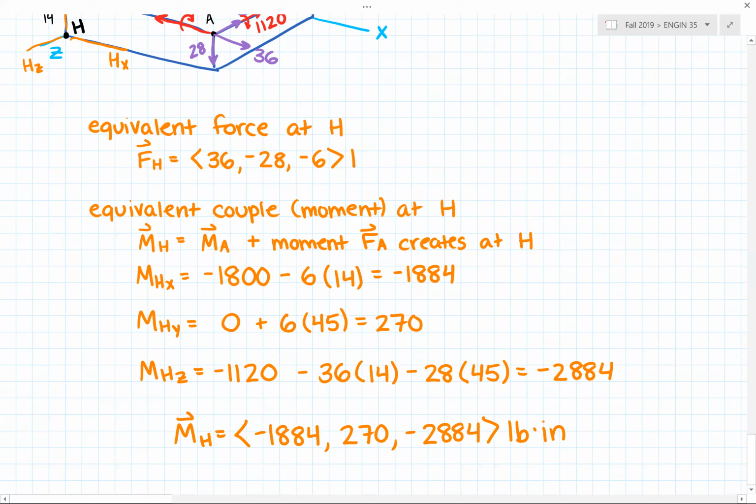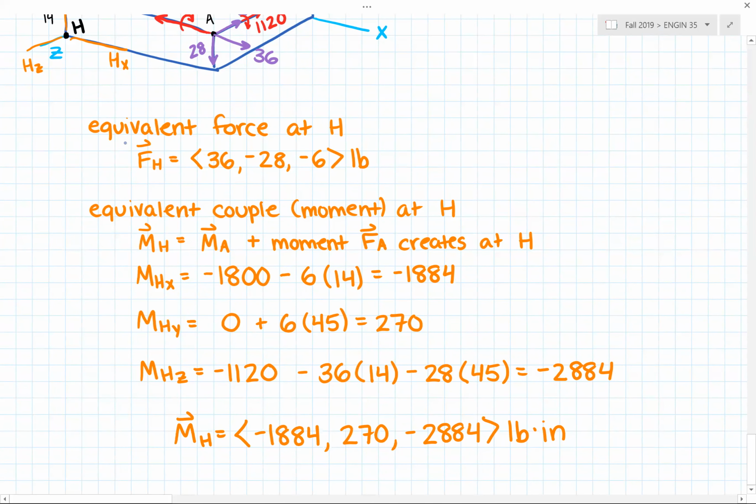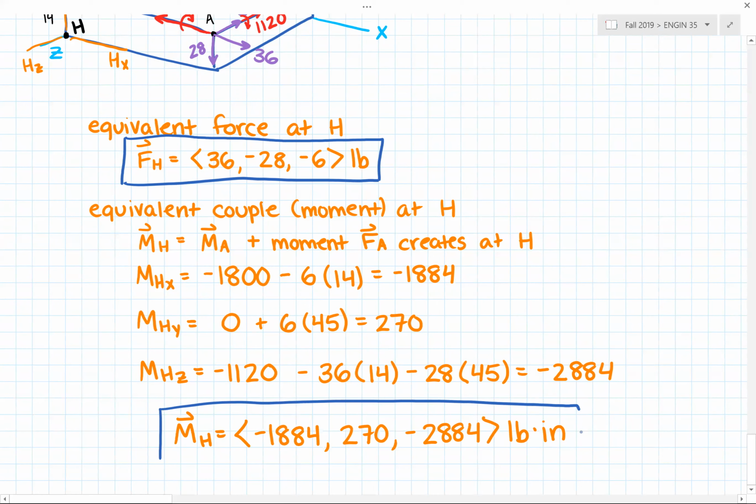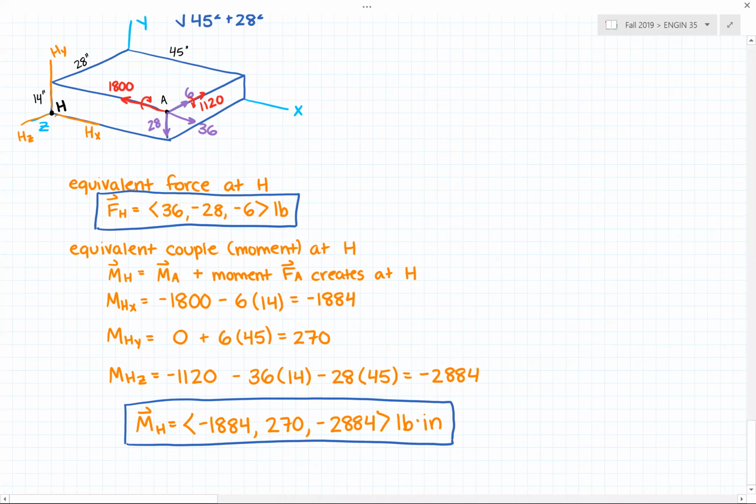Now, our units for our force up here are pounds. So the equivalent force is this here. Our equivalent couple is this. And if we applied this force and couple at H, it would have the same impact on the rigid body as our original loading.